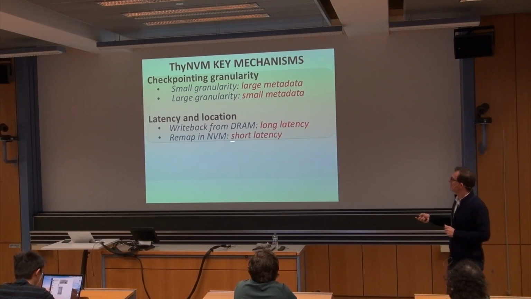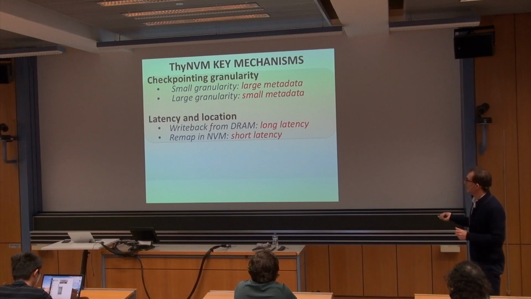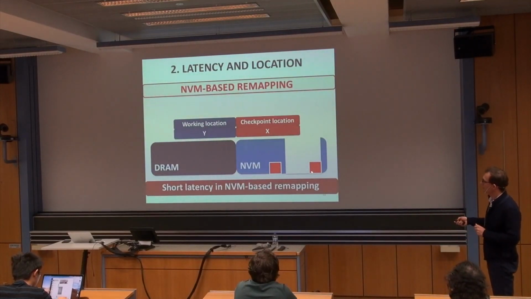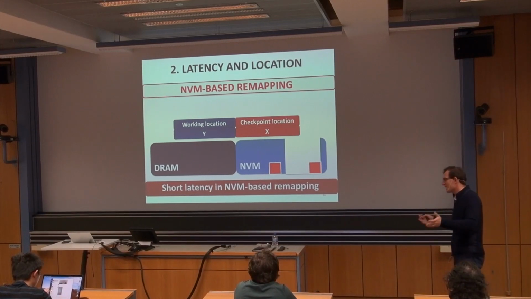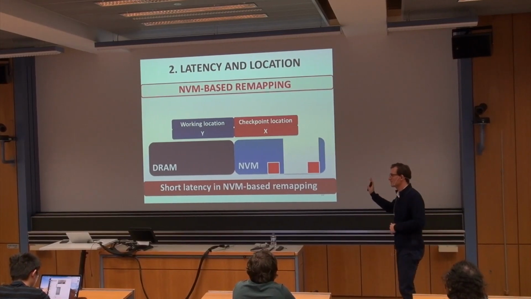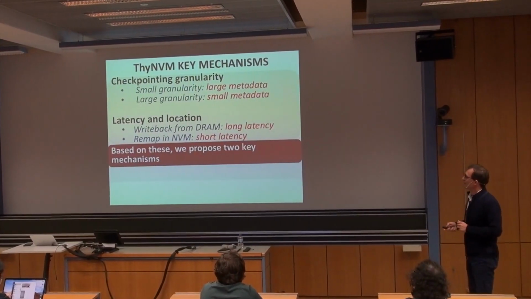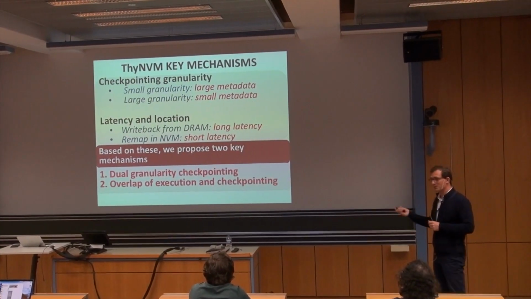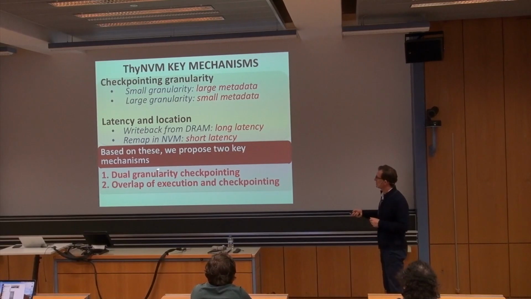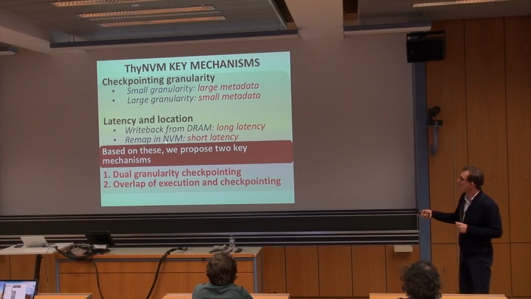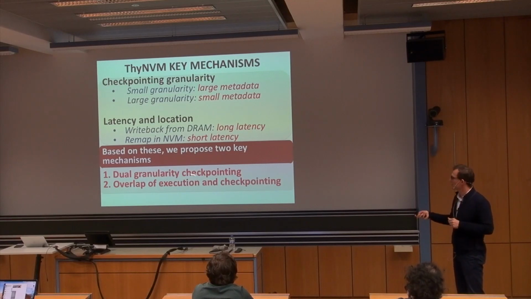But if you want to remap in NVM, it's actually short latency because you can change the pointer to a different location or just do a single write. And you may accelerate this with other mechanisms that we've discussed, like RowClone, that we're not going to go into. Okay, so basically there are two mechanisms over here. One is dual granularity checkpointing, adapt the checkpointing to the memory type because of this. And the second is, as I already said, overlap the execution and checkpointing.